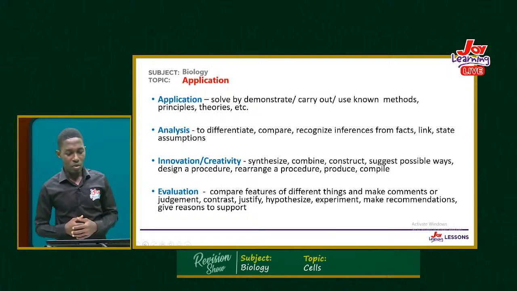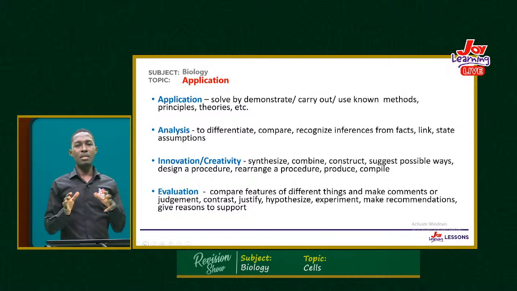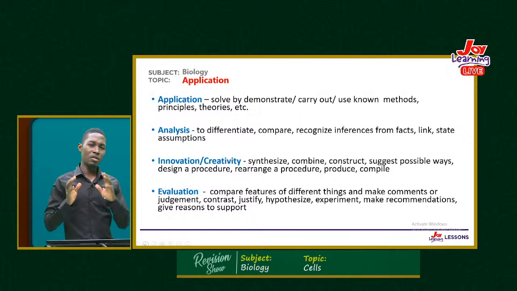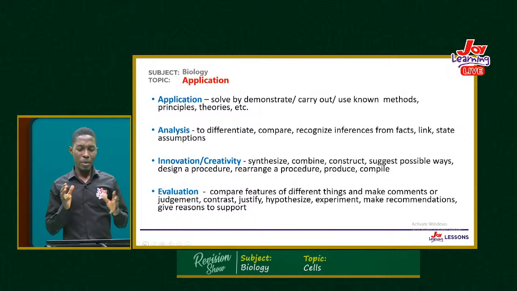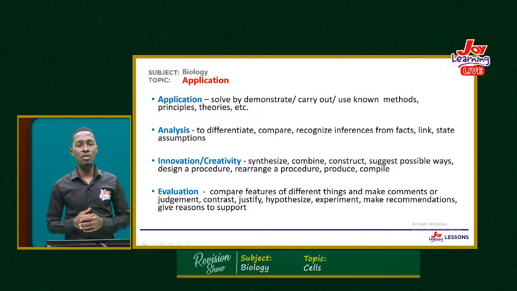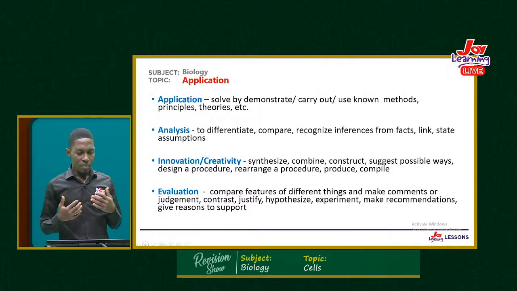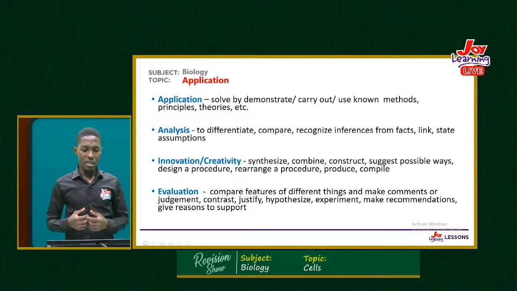In the analysis, we want you to be critical of things by knowing your biology well and using it to analyze or to differentiate things, compare things, to infer and draw some point, and also make probably a prediction on something. The innovation and creativity is what we term also as synthesis.